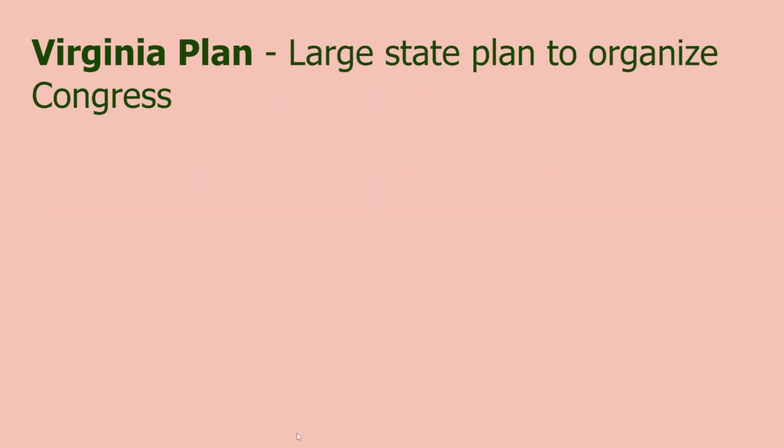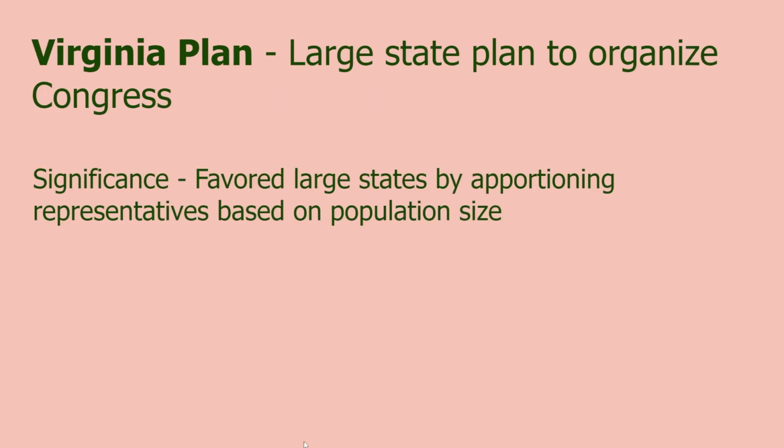Virginia Plan, large state plan to organize Congress. Favored large states by apportioning representatives based on population size. The larger states obviously like this plan because they would have more delegates in Congress. They'd have greater representation in Congress because their populations are bigger.